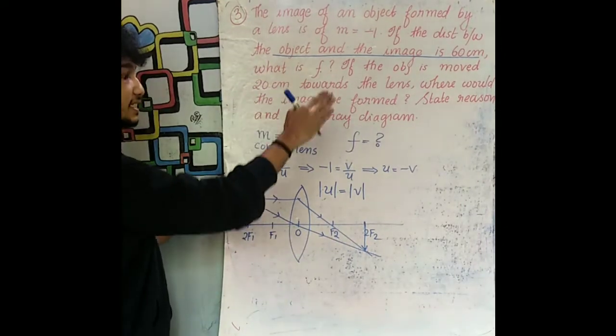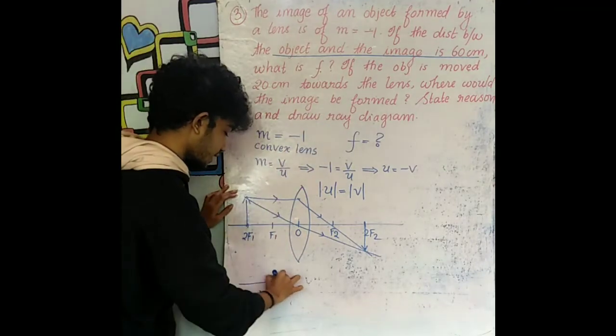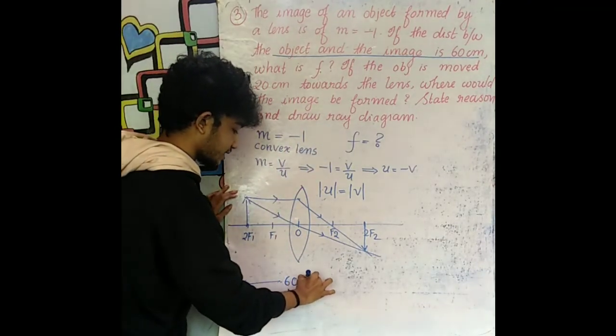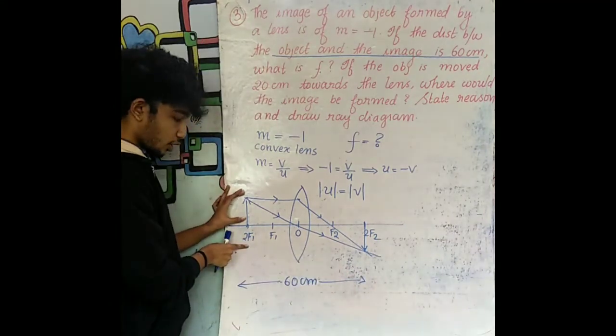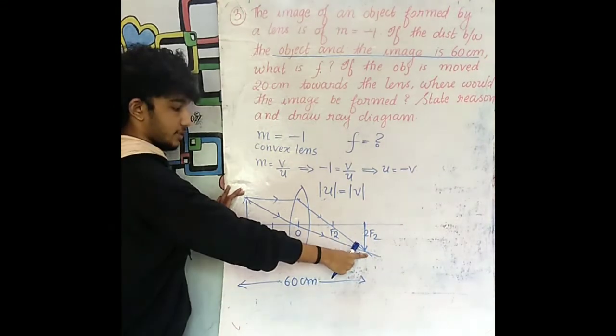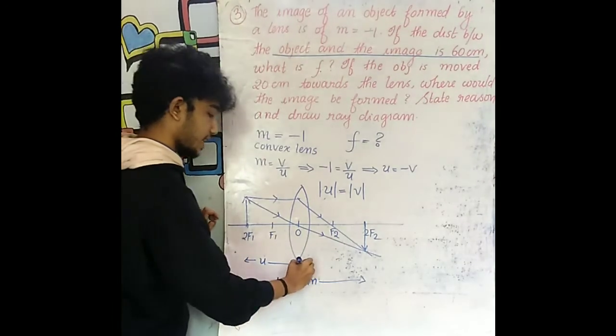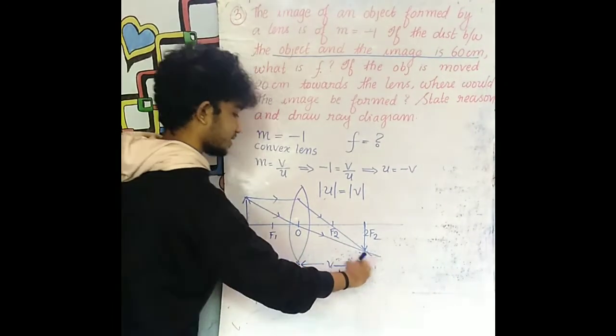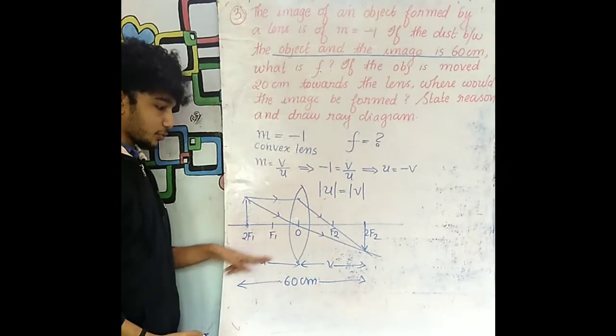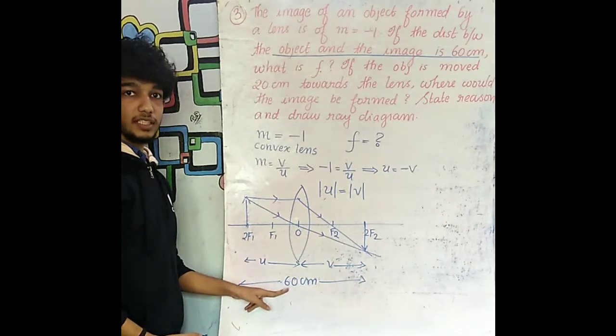We know that the total distance is given as 60 centimeter. The distance from the object till the image is 60 centimeter. So this is going to be the object distance and this is going to be the image distance. What does that mean? u plus v is equal to 60 centimeter.